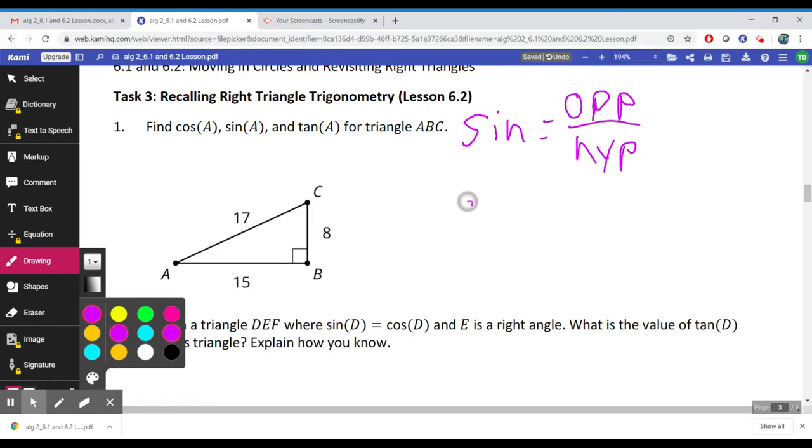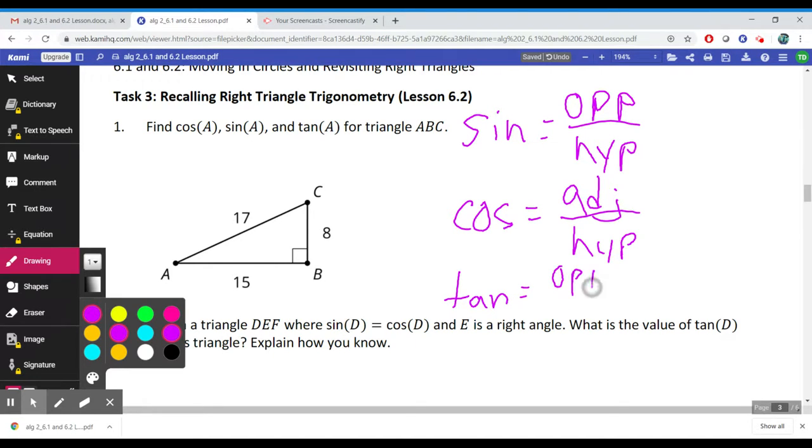The cosine is defined by the adjacent side divided by the hypotenuse. And tangent is defined as the opposite side divided by the adjacent side.